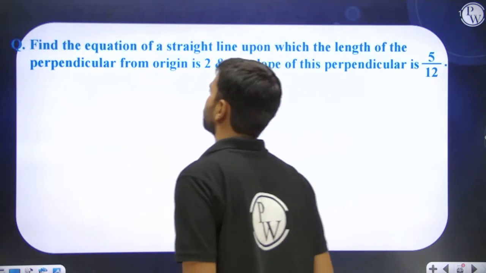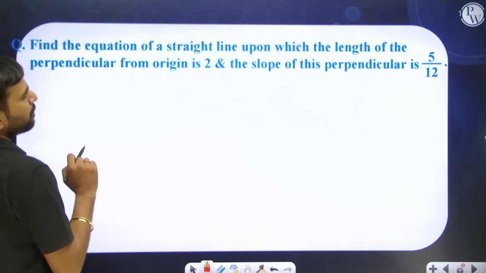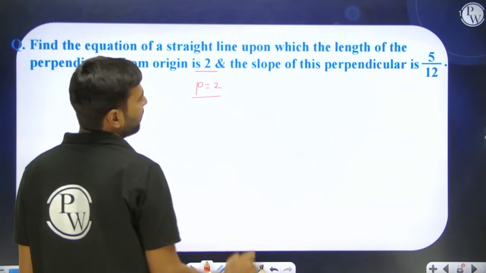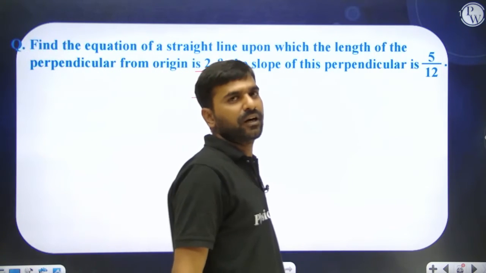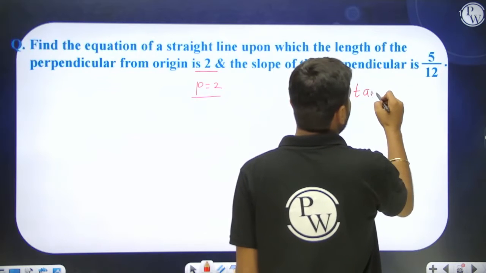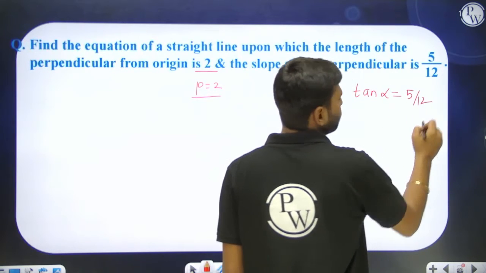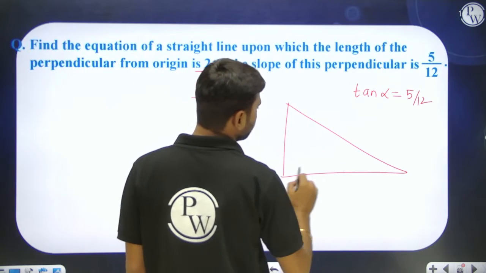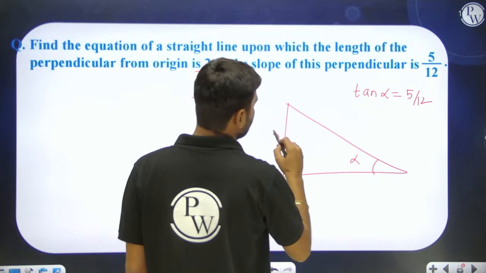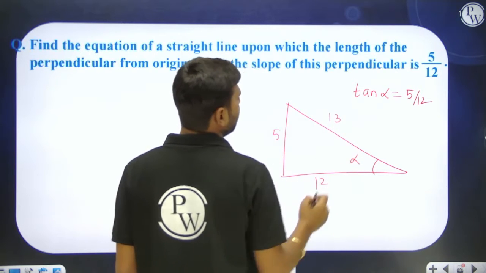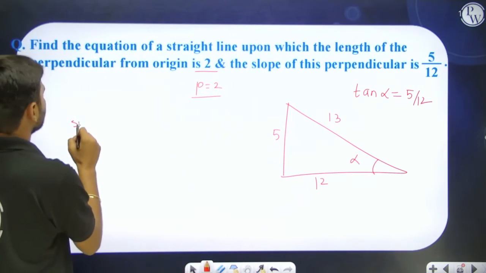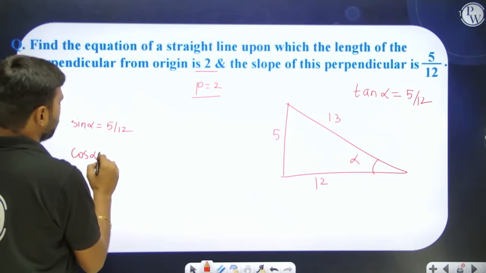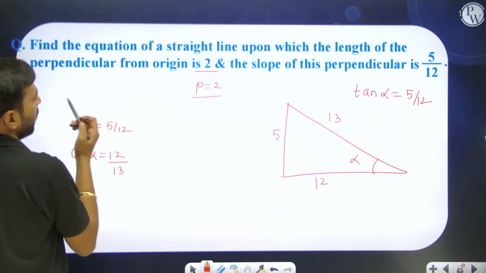Alright, let's take this simple example. Find the equation of a straight line for which the length of the perpendicular drawn from the origin is 2. So P's value is equal to 2, and the slope of this perpendicular is 5 by 12, so tan alpha is equal to 5 by 12. If this angle is alpha, then the sides are 5, 12, so the hypotenuse is going to be 13. So sin alpha is going to be 5 by 13, and cos alpha is going to be 12 by 13.